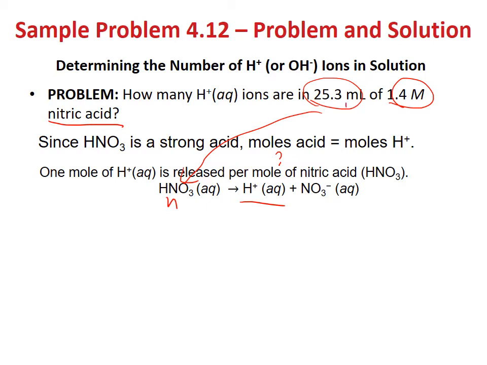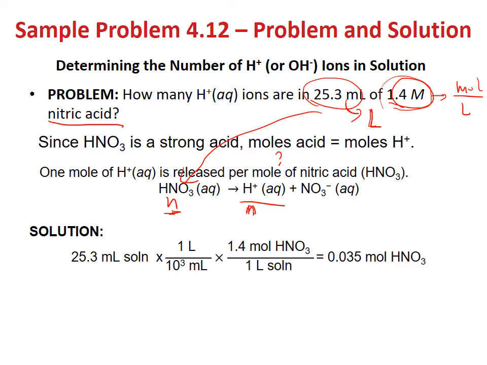First, you need to convert volume from milliliters to liters, because molarity is defined as moles per liter, and then use molarity as a conversion factor to find moles of nitric acid. From moles of nitric acid, we can find moles of hydrogen ion using the stoichiometry, and then moles becomes number of ions using Avogadro's number.